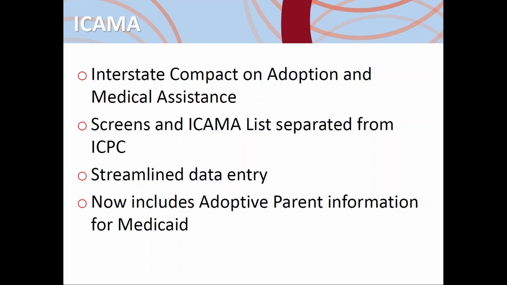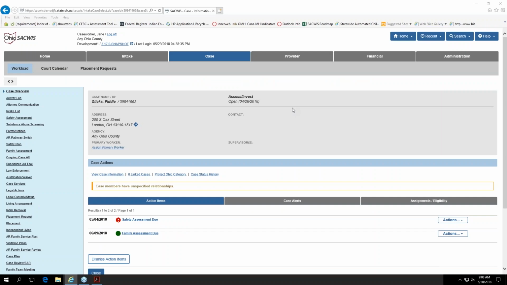So going through this process of updating our ICAMA functionality gave us an opportunity to look at this a little bit, and we may have some opportunities in the future to streamline that process. But for now, if you need to set up Medicaid for your kid in another state, that's still going to be outside of SACWIS. And the ones that we're going to enter into SACWIS are the ones for referrals that you get for kids that have moved to Ohio.